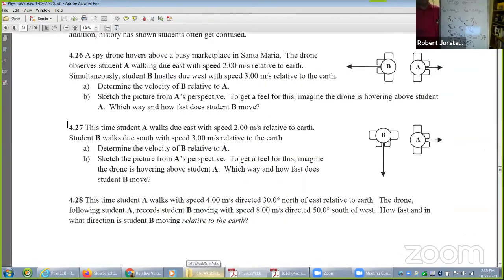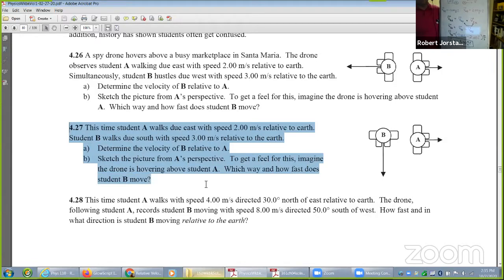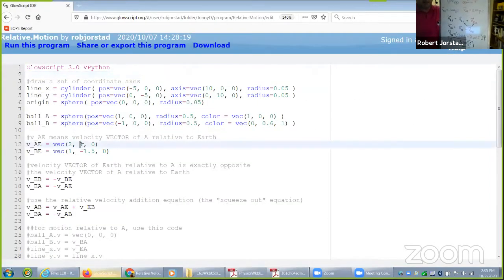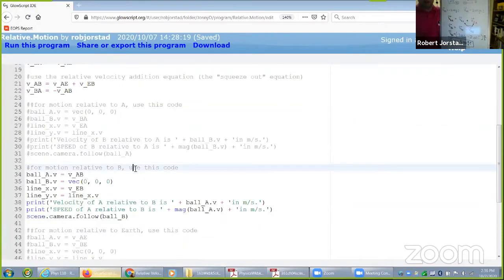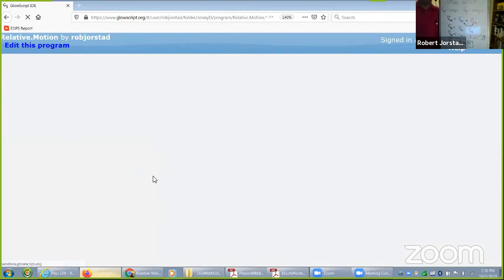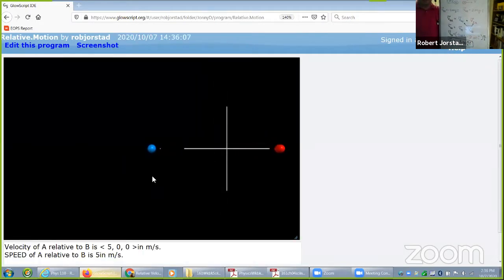So let's try 4.27 now. Okay. Oh, I didn't do the picture. Let me do that really quick. So check this out. We said A was moving at 2. B was moving at -3. Sorry, I'm just doing part B of the previous question before we go on. And then we're supposed to look at this from B's perspective, right? So from B's perspective, this is what it looks like. B sits still right in the middle of the screen.